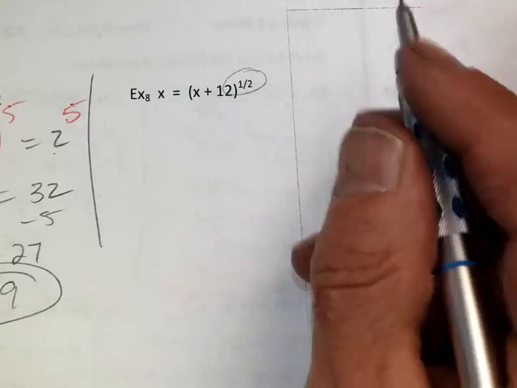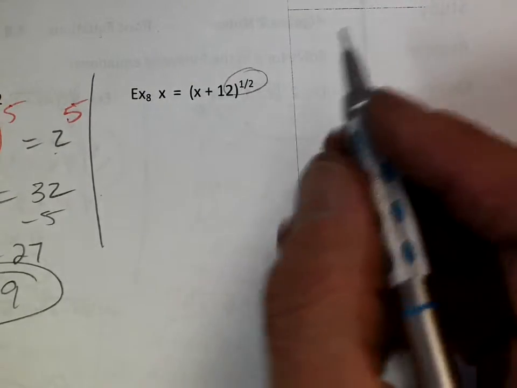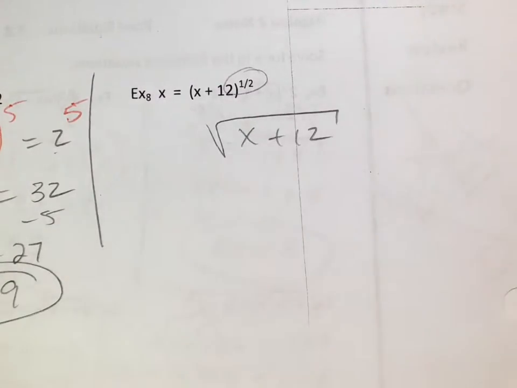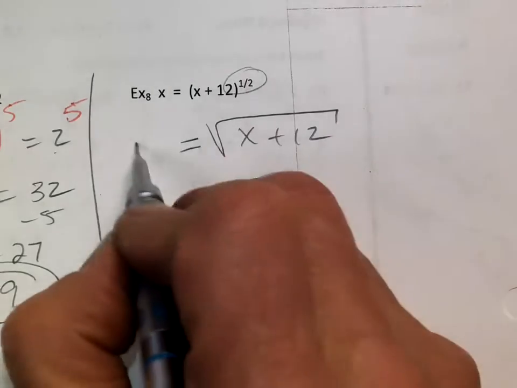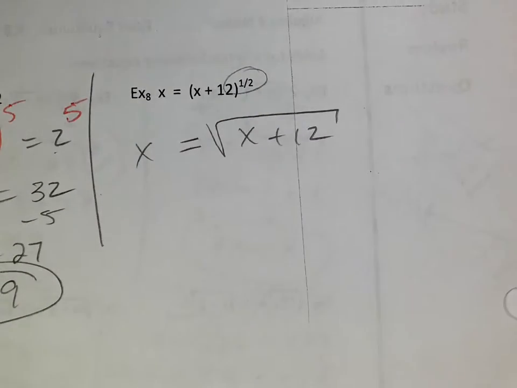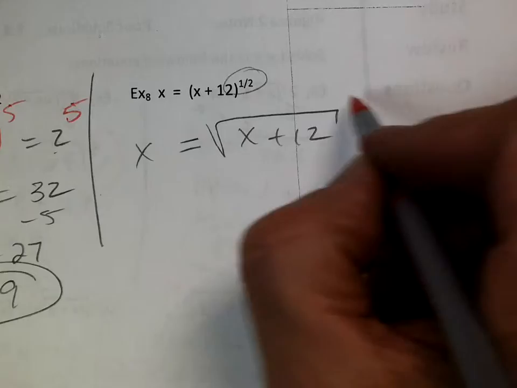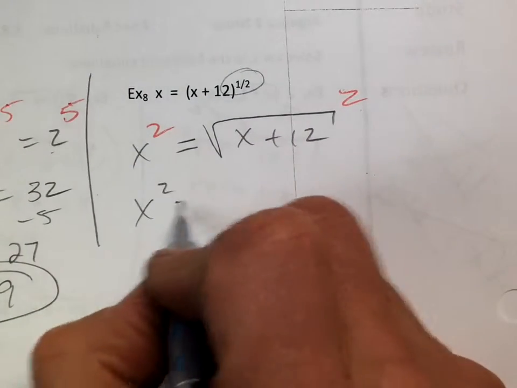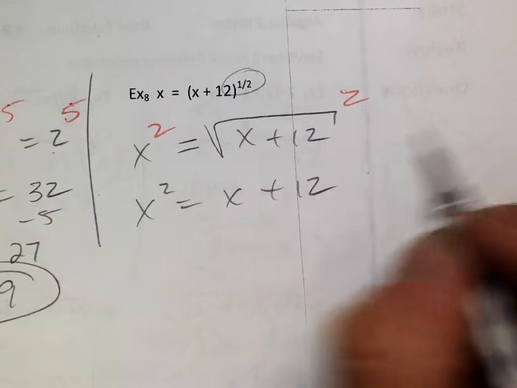So 1/2 square root, same thing, right? I'm going to rewrite this as the square root of x plus 12, okay? Equals x. So let's undo the square root. So we'll square both sides. So it'll cancel. So I get x squared equals x plus 12.